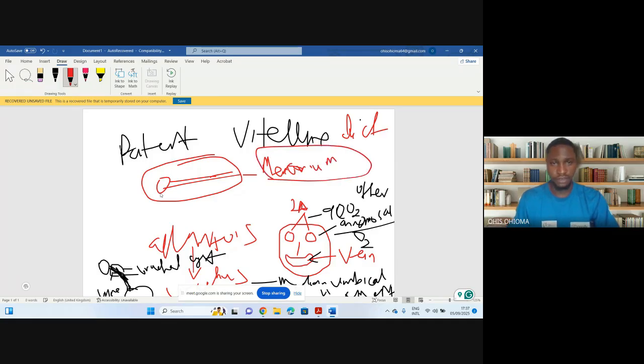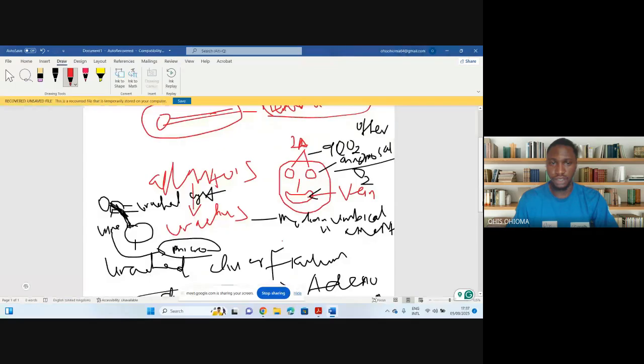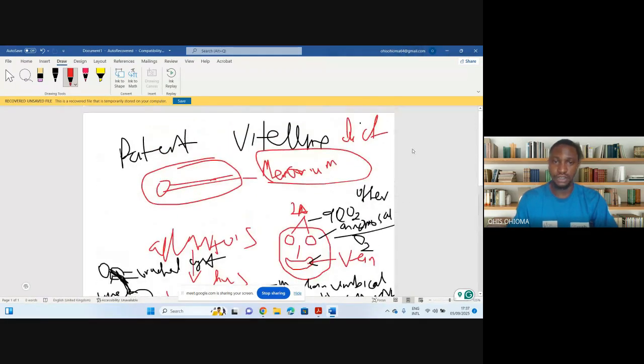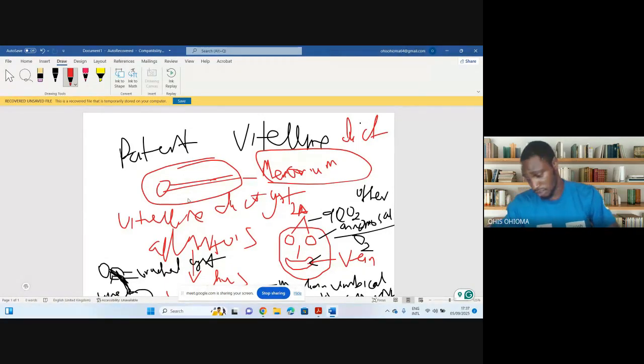Fecal matter will be coming out, and almost the same thing that happens with the urachal cyst, and then there's a dilatation, and that one you call a vitelline duct cyst. Almost the same pathology I just highlighted earlier on, right? And then you can also have the vitelline diverticulum, which is also known as Meckel's diverticulum, which we'll treat later in GI, right?